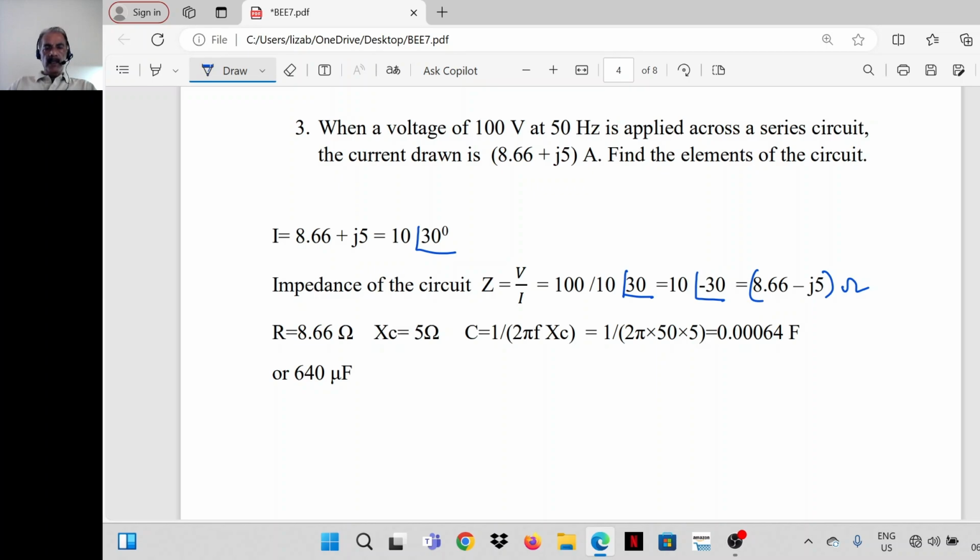Next is, when a voltage of 100 volts at 50 hertz is applied across a series circuit, the current drawn is 8.66 plus j5 ampere. Find the elements of the circuit. This is similar to the previous one. Again, an impedance. It is given that it is a series circuit. So finally, whatever elements we are getting, those elements are to be connected in series.